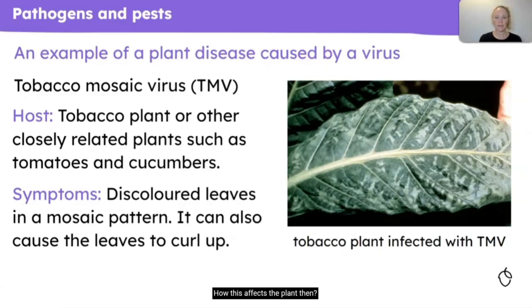How this affects the plant then is that actually it's got reduced photosynthesis. In those areas where there isn't as much chlorophyll, we're also reducing the surface area of the leaves, and it means that the plant cannot photosynthesize and produce as much glucose as it would normally. Therefore, it will lead to stunted growth of that plant, and so the farmer would get a much decreased yield of the tomatoes, cucumbers or tobacco.